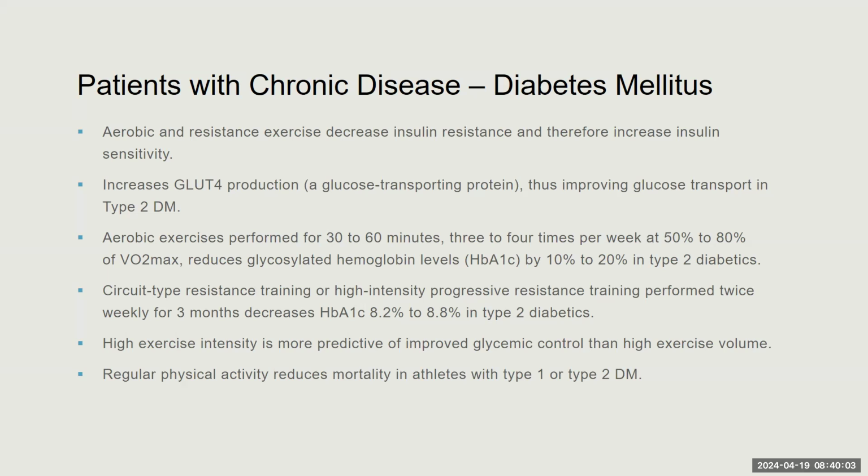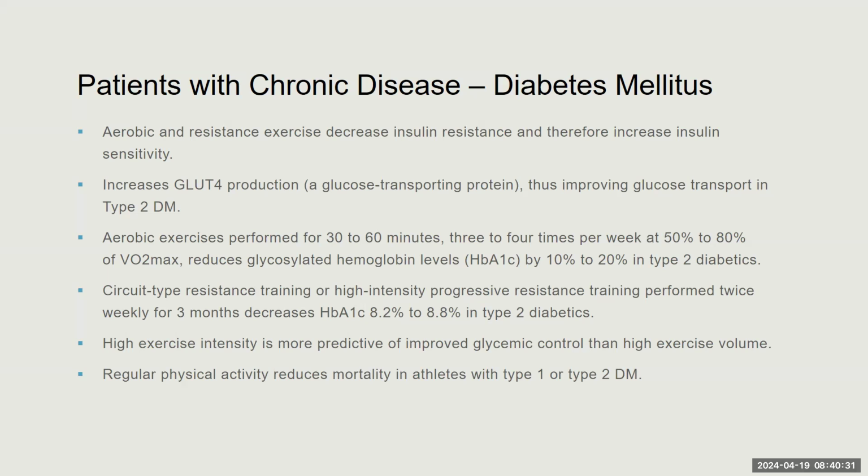Aerobic exercises performed for 30 to 60 minutes, 3 to 4 times per week at 50 to 80% of VO2 max, reduces glycosylated A1C levels by about 10 to 20% in type 2 diabetics. Circuit type resistance training or high intensity progressive resistance training performed twice weekly for 3 months decreases A1C by about 8 to 9% in type 2 diabetics.